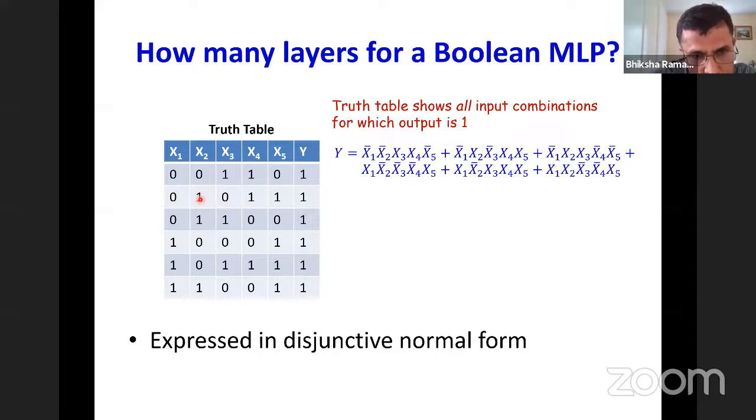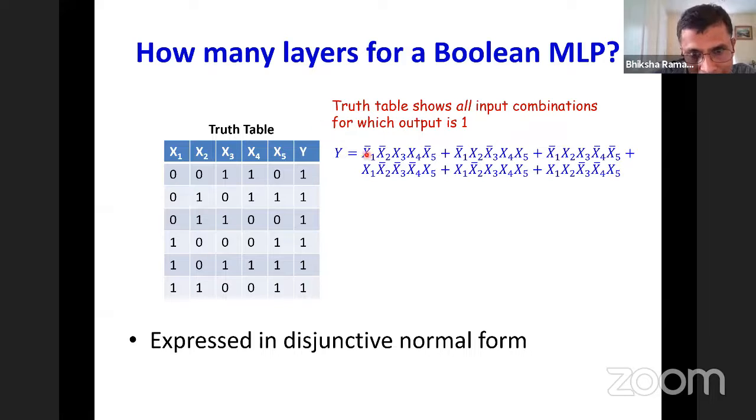So also not x1, x2, not x3, x4, x5. Under that condition too, the output is 1. So for each of these 6 rows, I will get one such clause, and the output is 1 if any one of those clauses becomes valid. So the overall table is simply the first row, if the input is the first pattern, or the second pattern, or the third pattern, or the fourth pattern, or the fifth pattern, or the sixth pattern. Those are the conditions under which the output is 1.